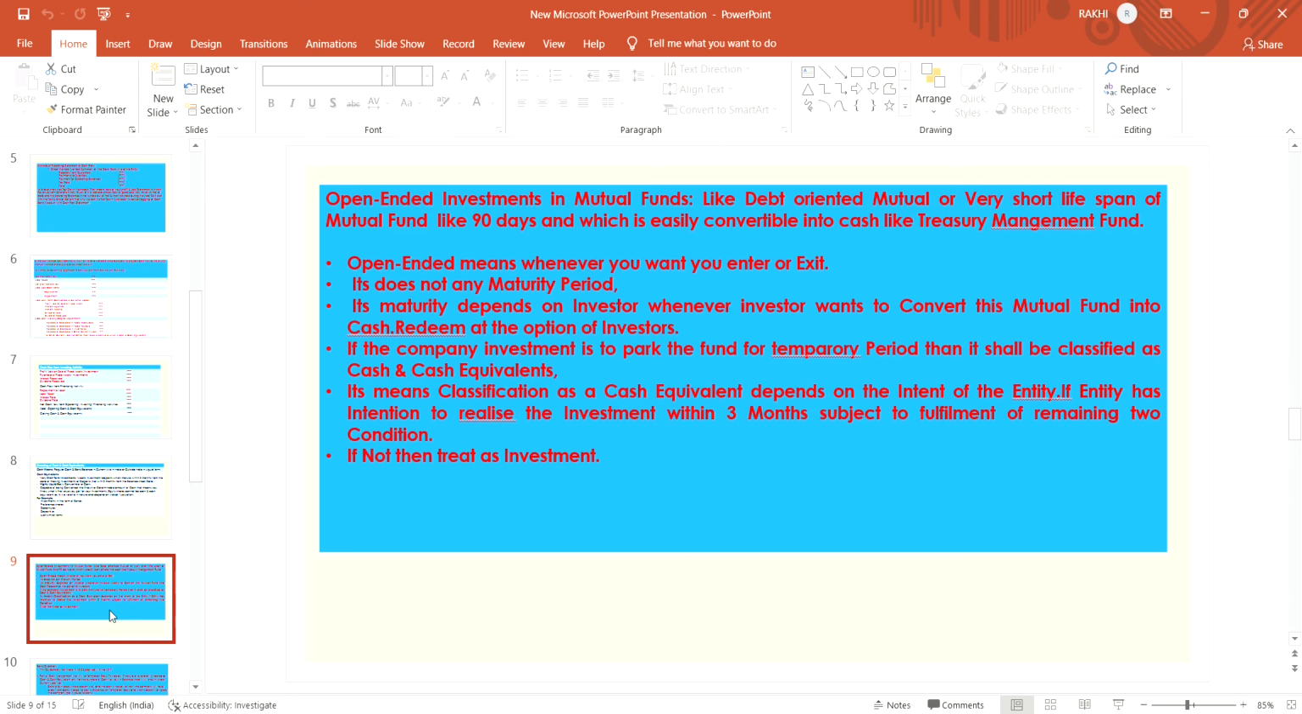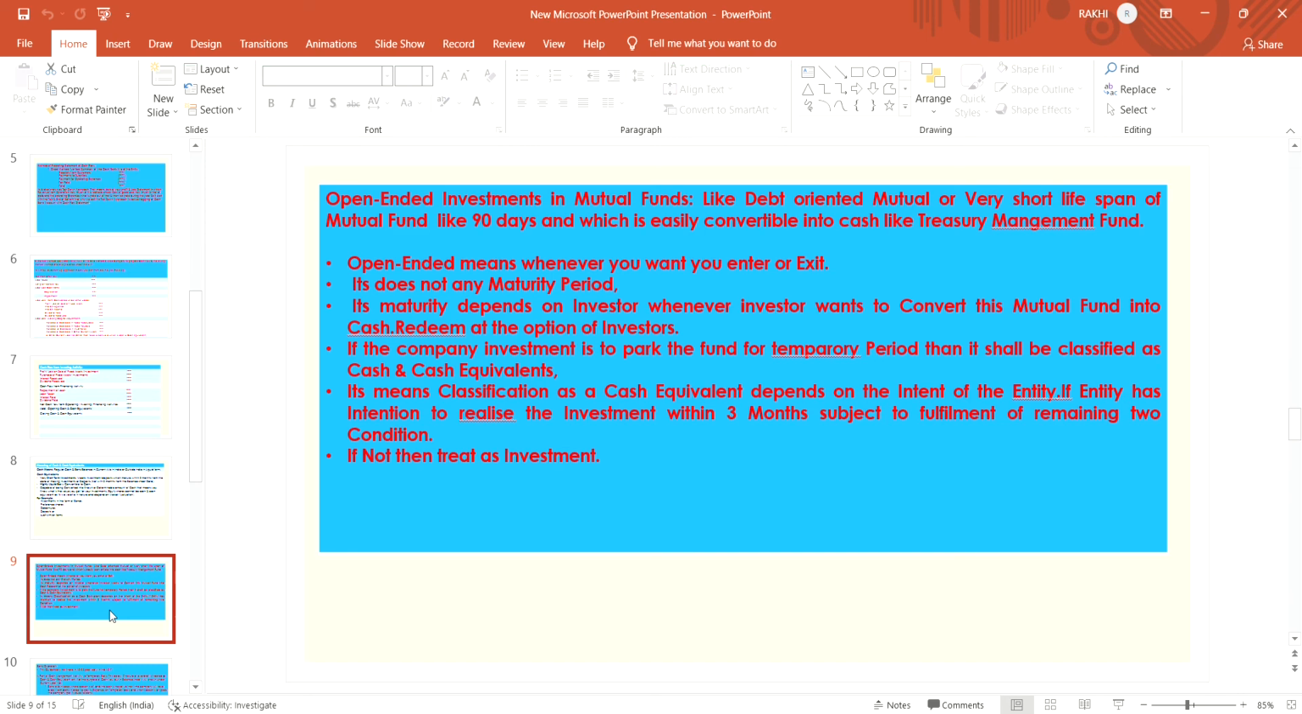So open ended investment is that investment in which you can easily take entry or exit. Debt oriented mutual fund is also open ended, with a very short lifespan like 90 days, and which is easily convertible into cash, like a treasury management fund.